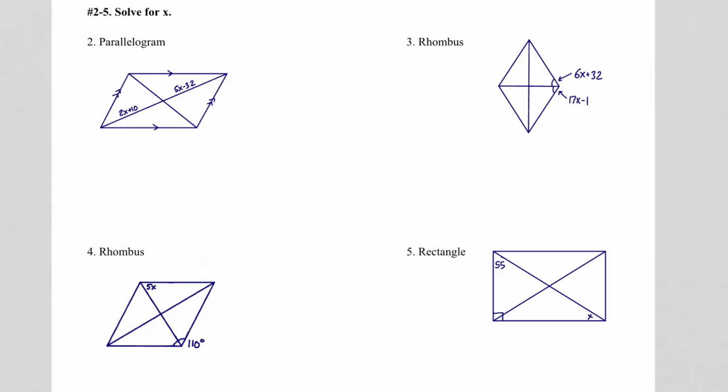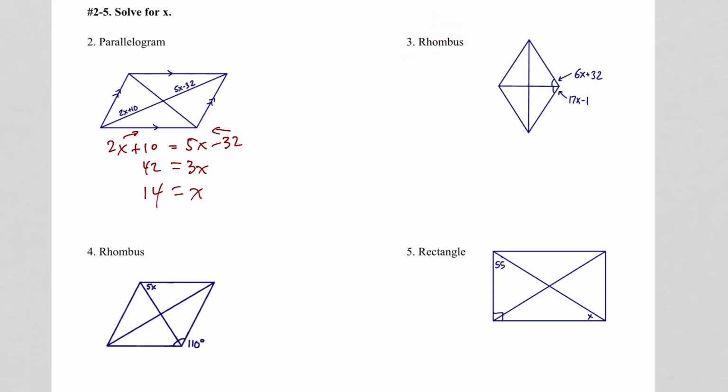Here we're solving for x, and these diagonals bisect each other. So this must be equal to this. So we'll set that up. 2x plus 10 is equal to 5x minus 32. Bring this over. 5 minus 2 is 3x. Bring that over. 10 plus 32 is 42. Divide by 3, and we got x is equal to 14.